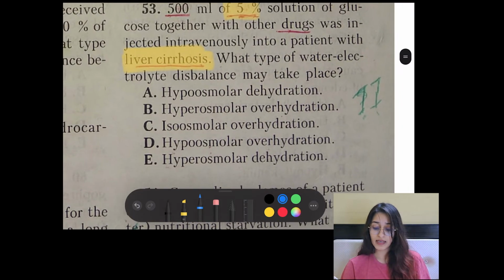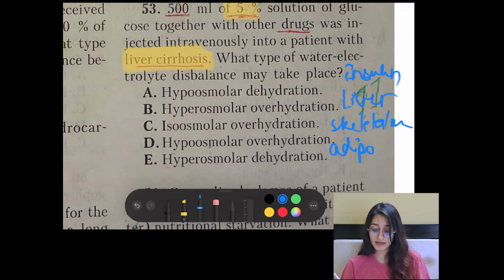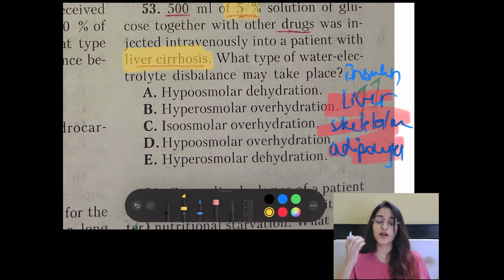Insulin basically acts on 3 tissues. First one being the liver, next the skeletal muscles, and then your adipocytes or your fat cells. These 3 are the main: liver, skeletal muscles, and adipocytes. These 3 are the main target organs for insulin.